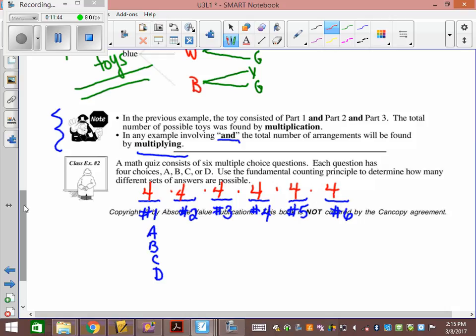I need this question and this question and this one and this one and this one and this one to do the test. If I used plus signs, you would be telling me I can have this question or this question or this question or this question, so you could pick which ones you want to do, which isn't true. That's why it's multiplying the and. So this is actually 4 to the exponent 6, because you have 4 6 times.